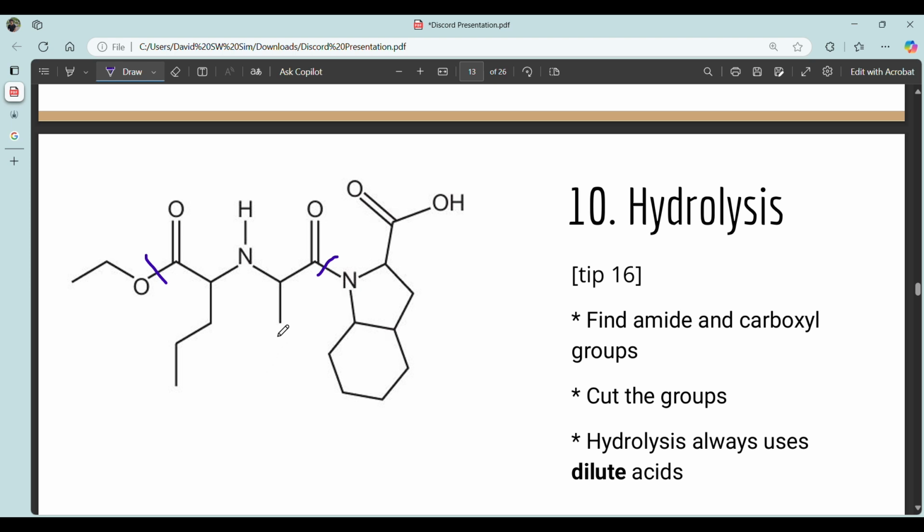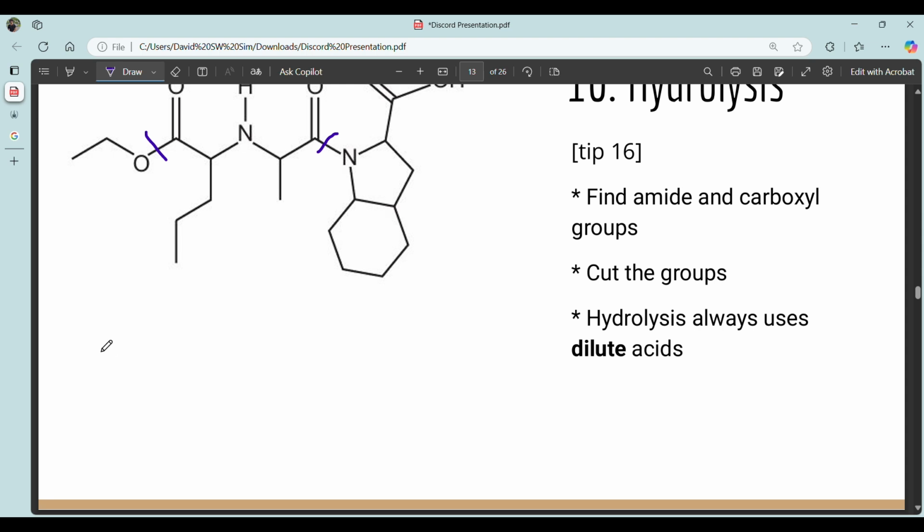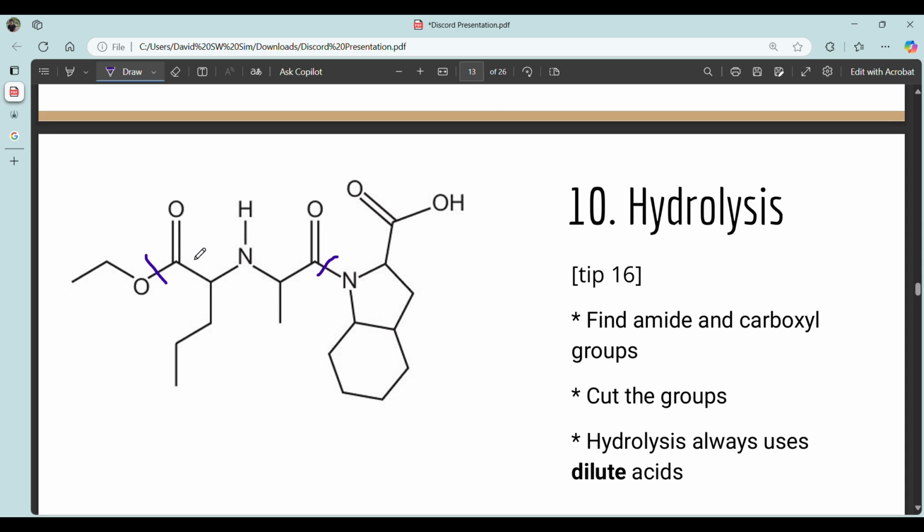So therefore, our products are quite clear already. We have ethanol here with whatever organic compound this thing is, and we have another organic compound here which has basically these 2 rings, but it has NH instead of being connected to this. Any questions?